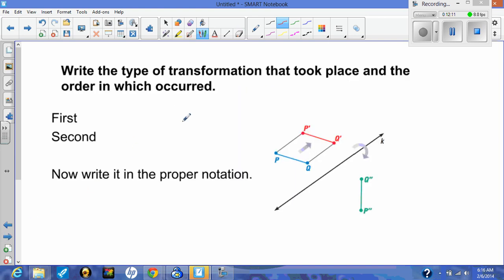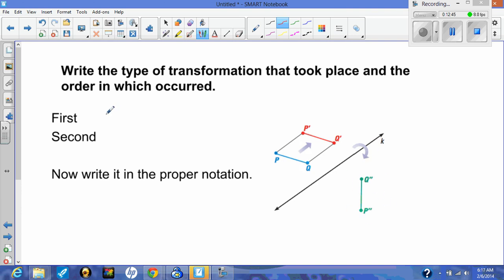All right, so here it is. Which type of transformation took place? Write the type of transformation and the order in which it occurred. So we're going to look at this and see what they did first, what they did second, and then we're going to write the notation. It looks like we started with a blue line, PQ, and we can tell that because the red line has P prime, Q prime, and that's how we represent the image. And the green line has Q double prime and P double prime. So that's your final image.